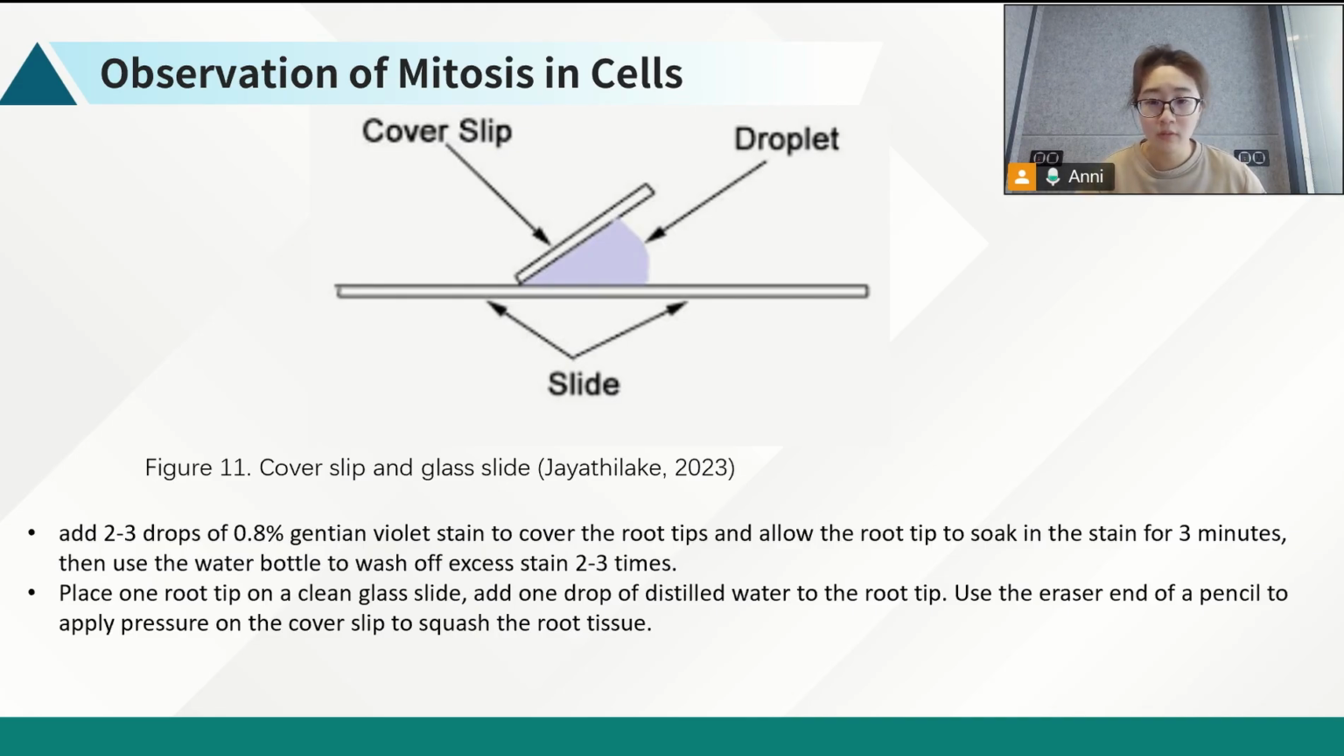Last, we're going to place 1 root tip on a clean glass slide, add 1 drop of distilled water to the root tip, and use the eraser end of a pencil to apply pressure on the cover slip to squash the root tissue. This step is very essential because it depends on whether you can observe a single layer of cells, which is very important for seeing the cells clearly, because if you don't press hard enough with the eraser at the end of the pencil, you may see that the cells are in double or even 3 or 5 layers, which will be difficult for your observation.